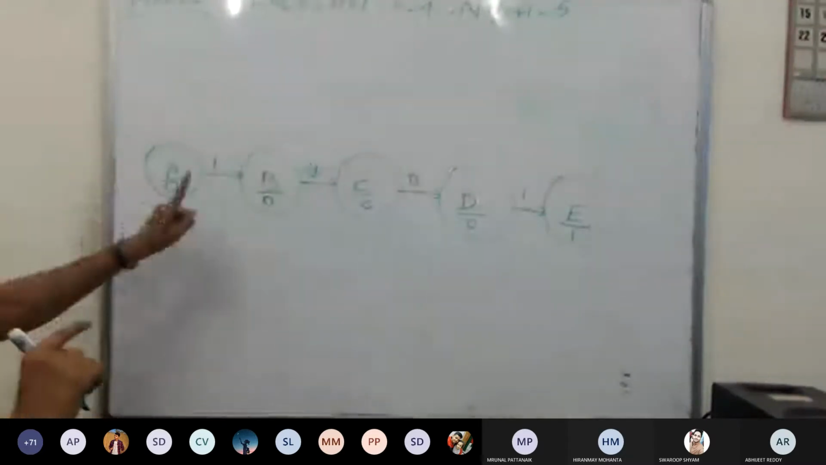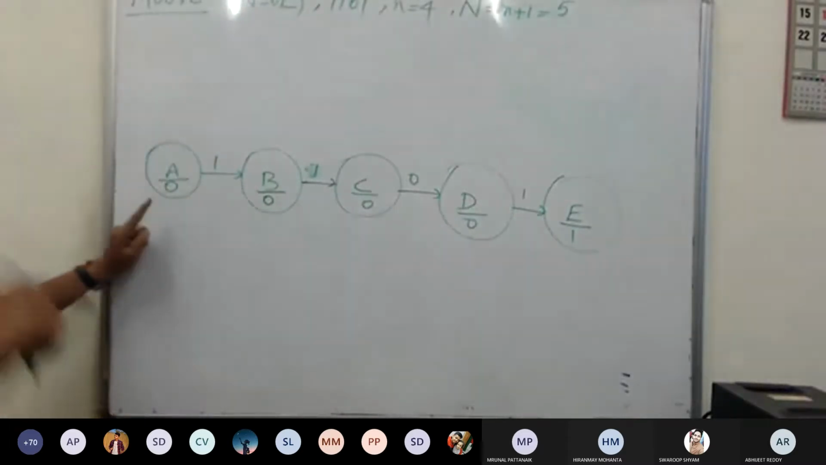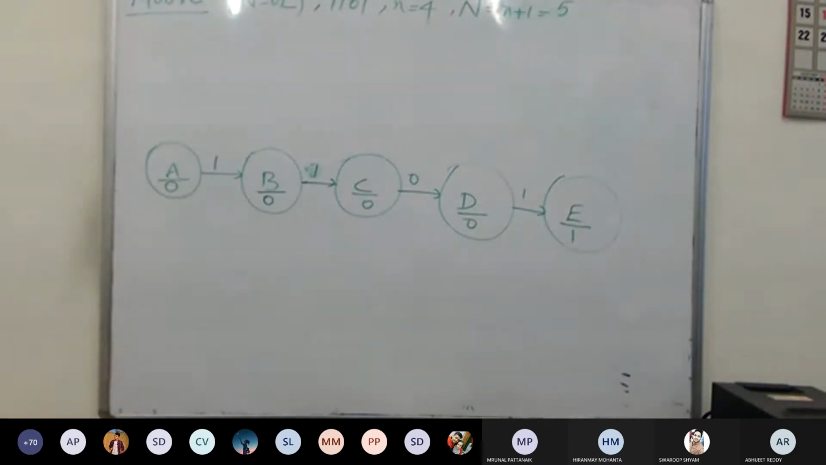This is how it is. Sequence is moving forward and the outputs are indicated inside the state, which tells that the output is dependent on the state itself rather than the input. This is what Moore has proposed. Okay, so we will entertain anybody's proposition.